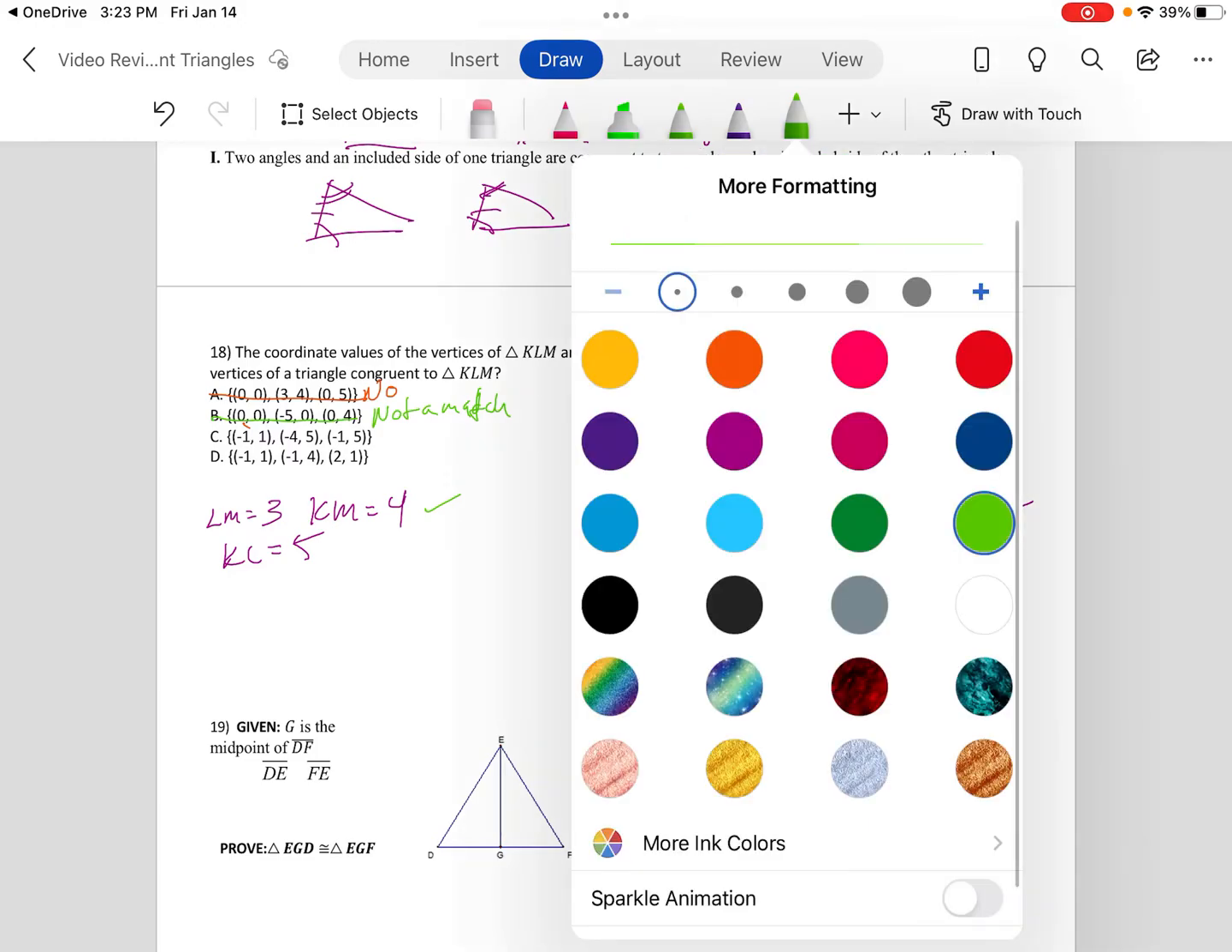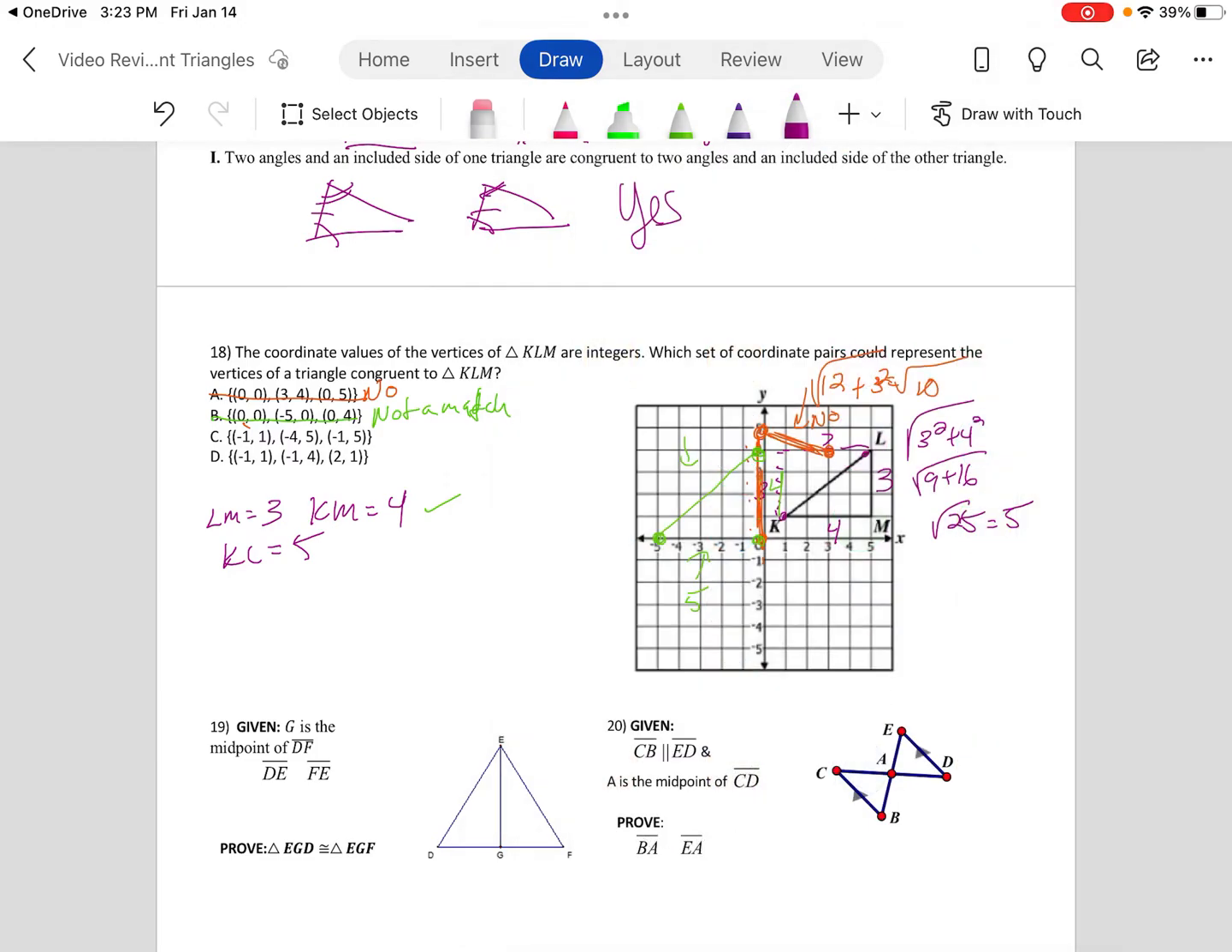Go to the next one. -1, 1. -4. And -1, 5. And I look, this side is 3. This side is 4. Do my little Pythagorean magic.